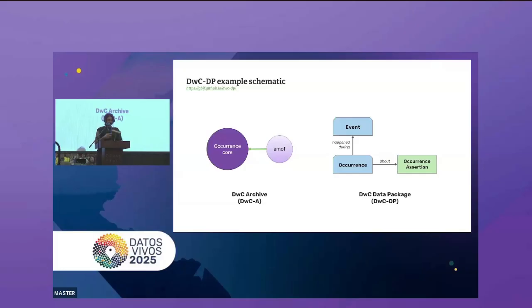As a Darwin Core data package, this same information would be shared as follows. You would have an inferred occurrence that occurred during some event. Then the additional information about that occurrence would be connected to the occurrence using an occurrence assertion. So in this case, an assertion in the Darwin Core data package is attaching the equivalent information that you would once use in the eMOF extension in the Darwin Core archives.